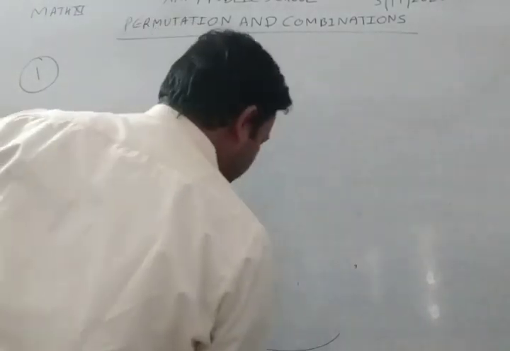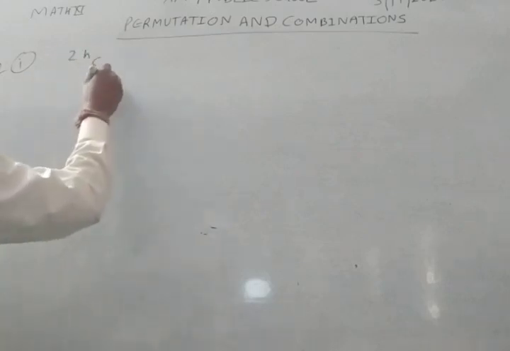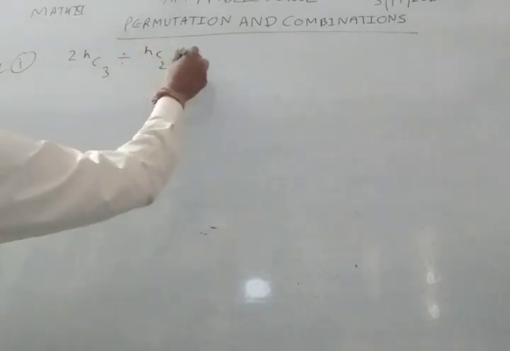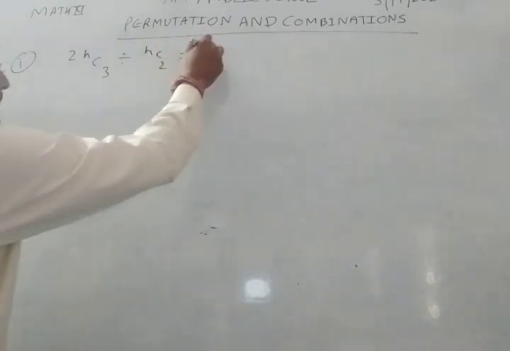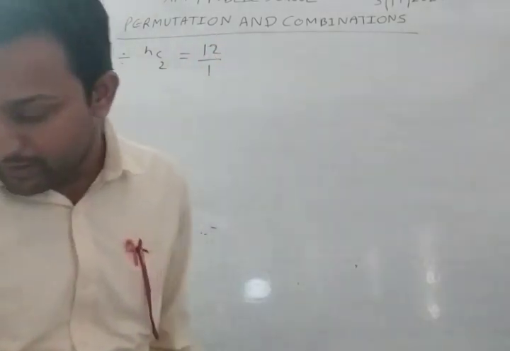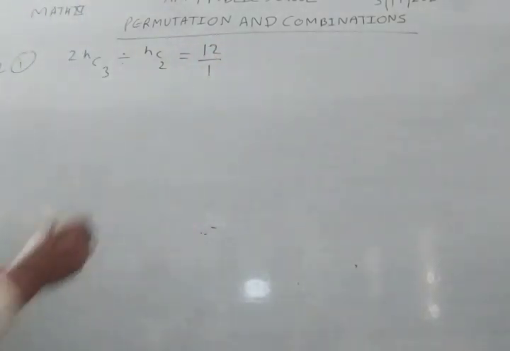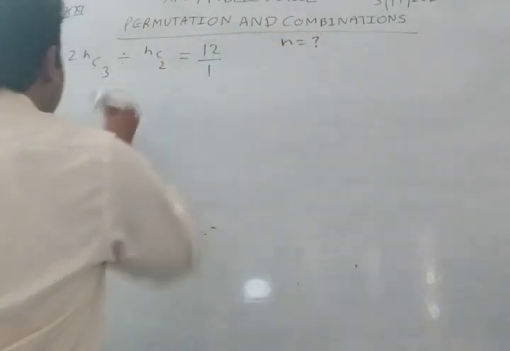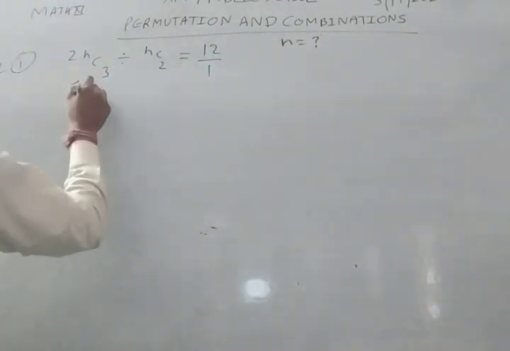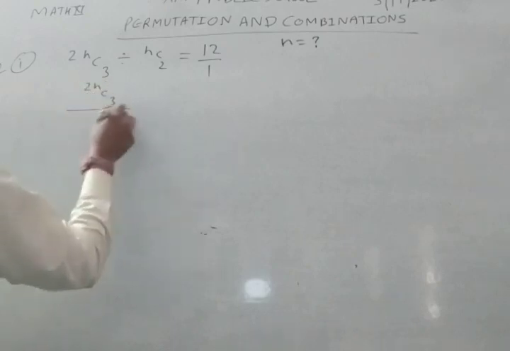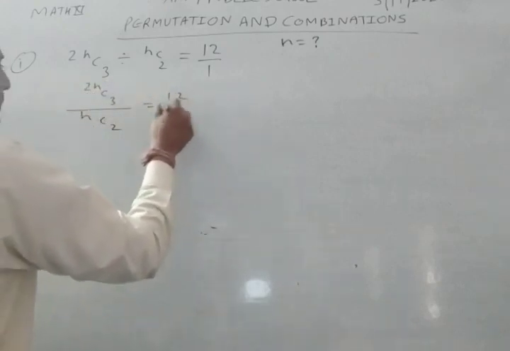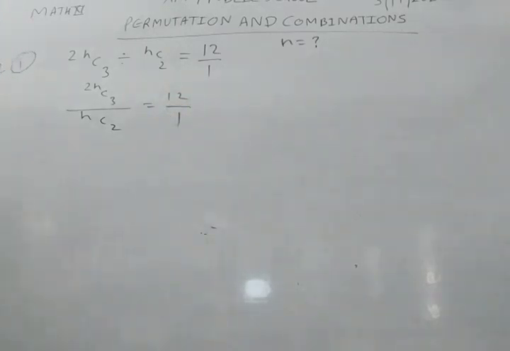Our next question, first part: 2nC3 divided by nC2 is equal to 12 is to 1. Then find the value of n. We are given this, so we write 2nC3 divided by nC2 is equal to 12 by 1.